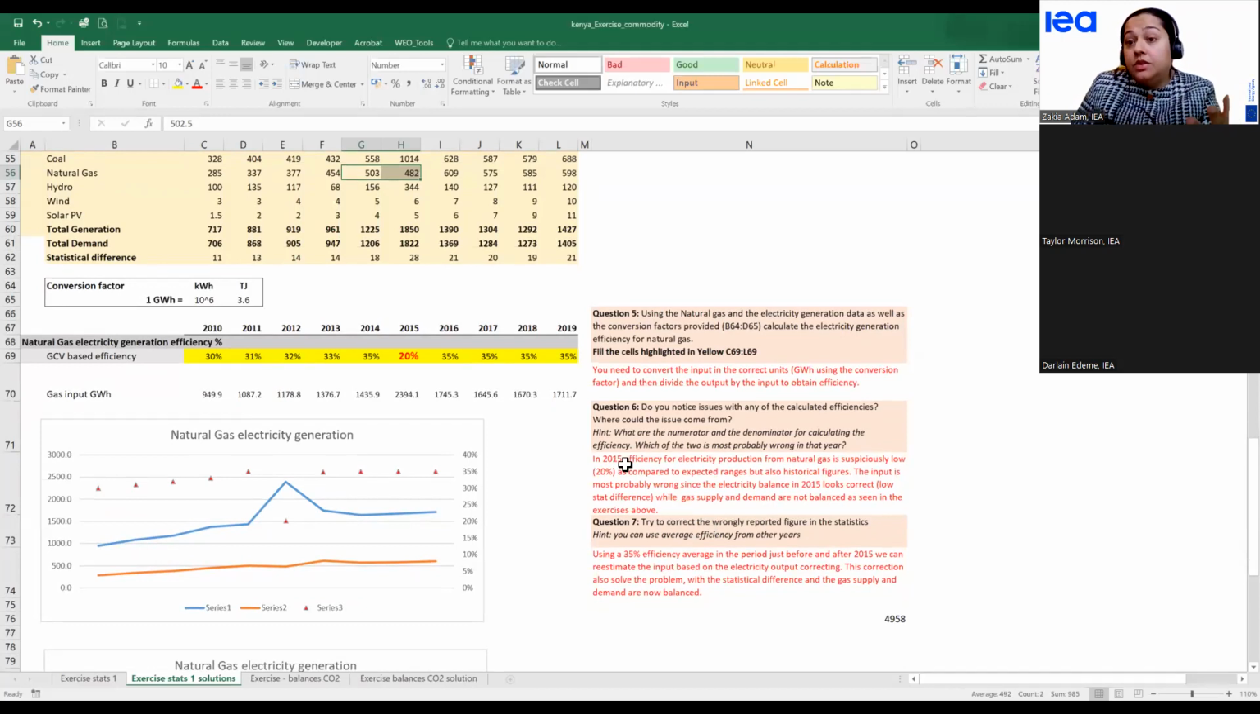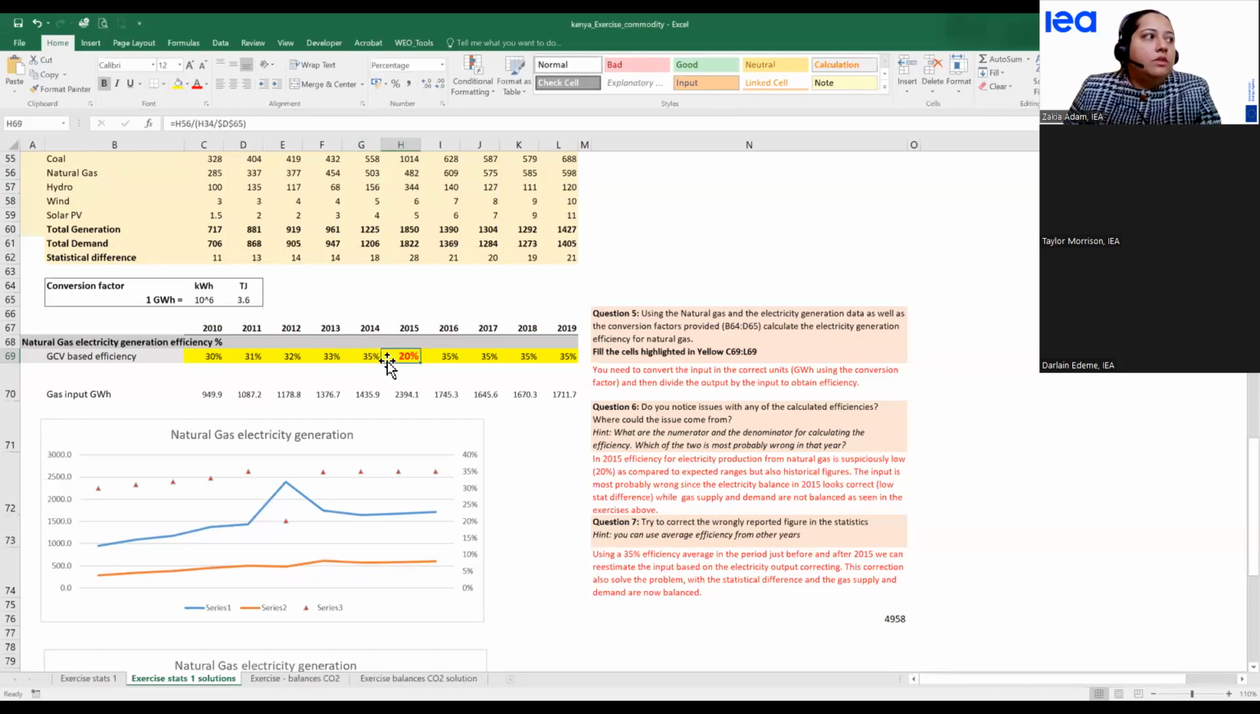Because first you need to go to your data providers and ask them. But if they don't send you the corrections, you cannot publish that information. You know it's wrong. So we can try to fix it ourselves. So here, let's start with the efficiency. We know that this 20% efficiency is wrong.